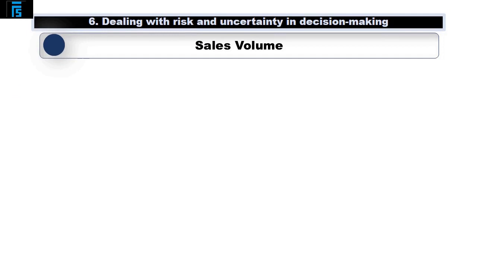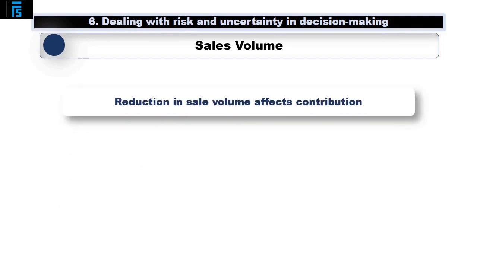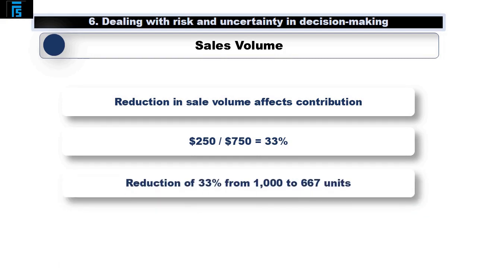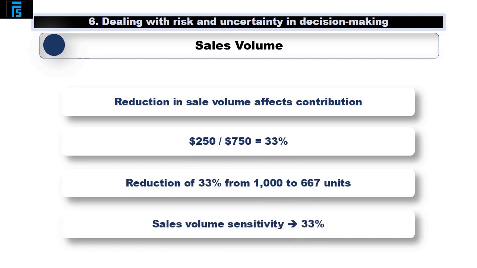Next, sales volume. A reduction in sales volume affects both sales revenue and variable cost. In other words, it affects contribution. Contribution, and so sales volume, would need to fall by $250 over $750 is 33% to eliminate profits. This would mean a reduction from the current 1,000 units to 667 units per week. Jack is 33% sensitive to sales volume.